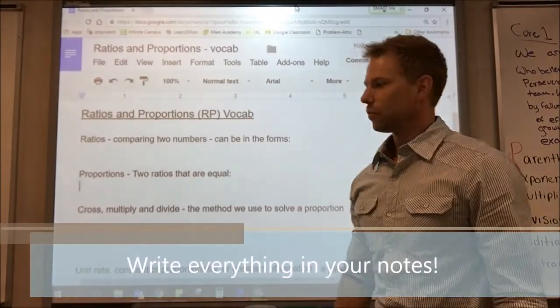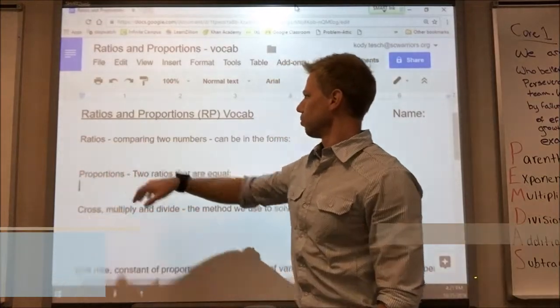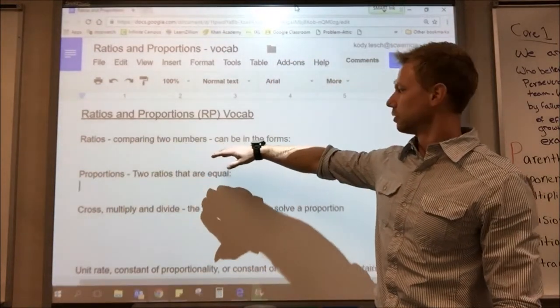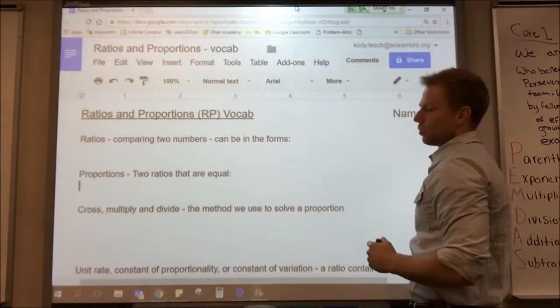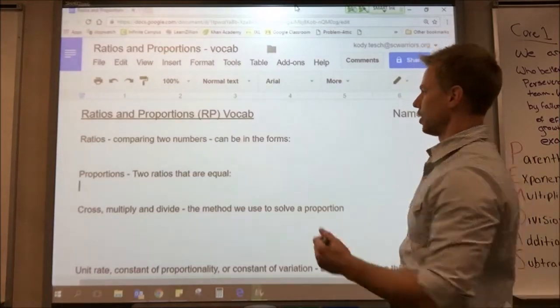We have just a couple notes as we begin ratios and proportions. First vocab word is ratios, which is just comparing two numbers. And there's multiple forms they can be in. Some of the ways you'll see it written, let's say we're comparing the numbers 2 and 3 in a ratio.